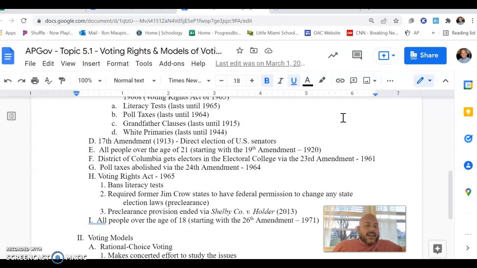And to wrap this up here, I think I'm going to leave it here for right now. When I come back, we'll do another video. We'll take a look at the impact of the Voting Rights Act, the 26th Amendment, and then we're going to get into some models of how people vote.